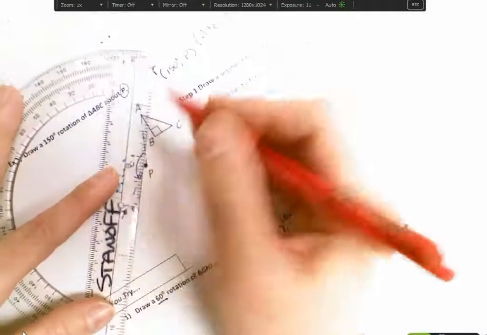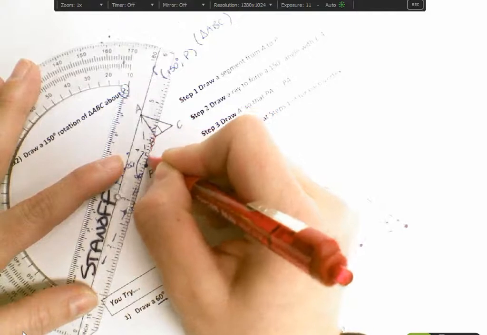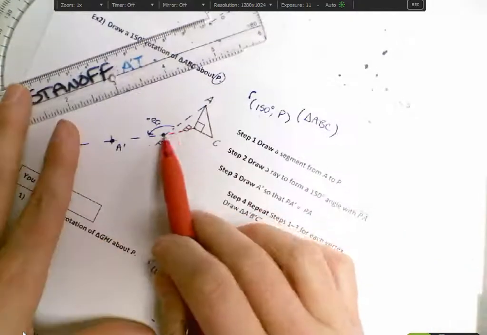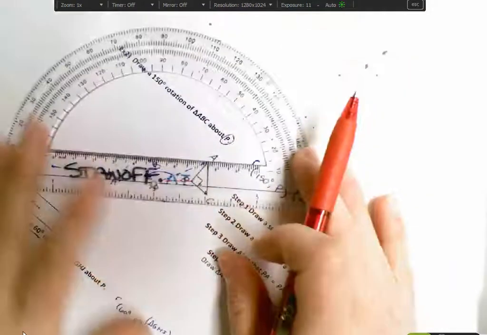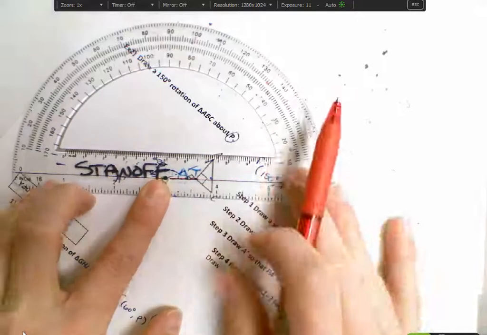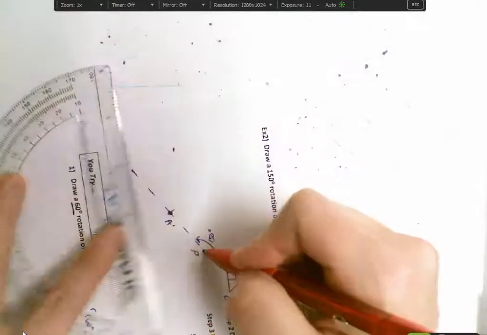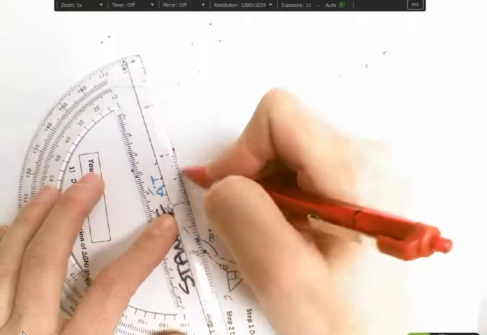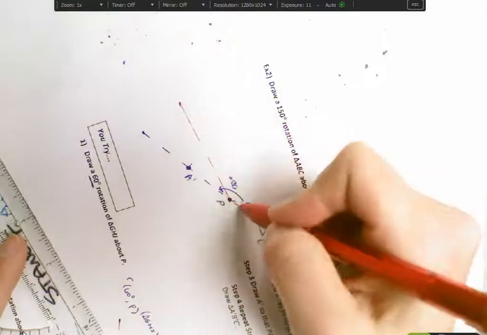Repeat the process with your other vertices. I'm going to go to B this time. You can go in any order, doesn't matter. And I get this dashed line. From the center of rotation to the vertex needs to be on the right side of my protractor. I go through and I find 150. So over here. Then I'm going to line up to make the other ray of my angle. That gave me my 150 degrees right there.